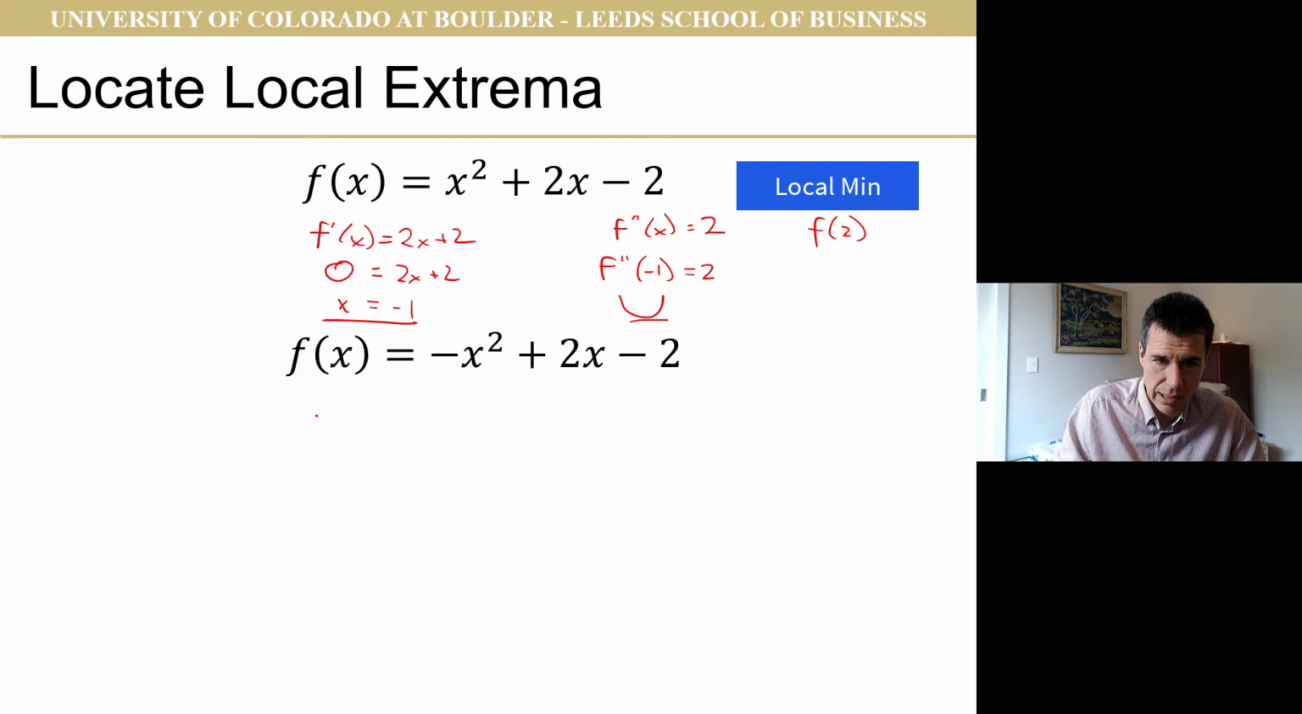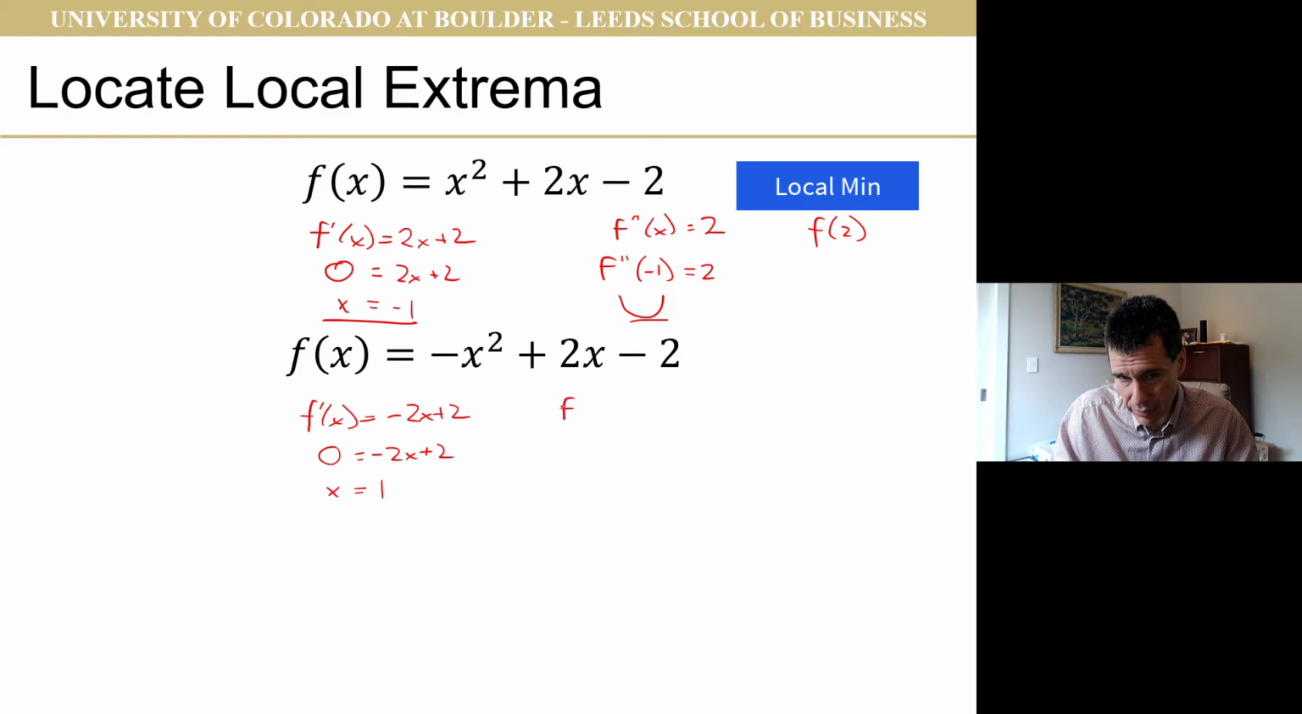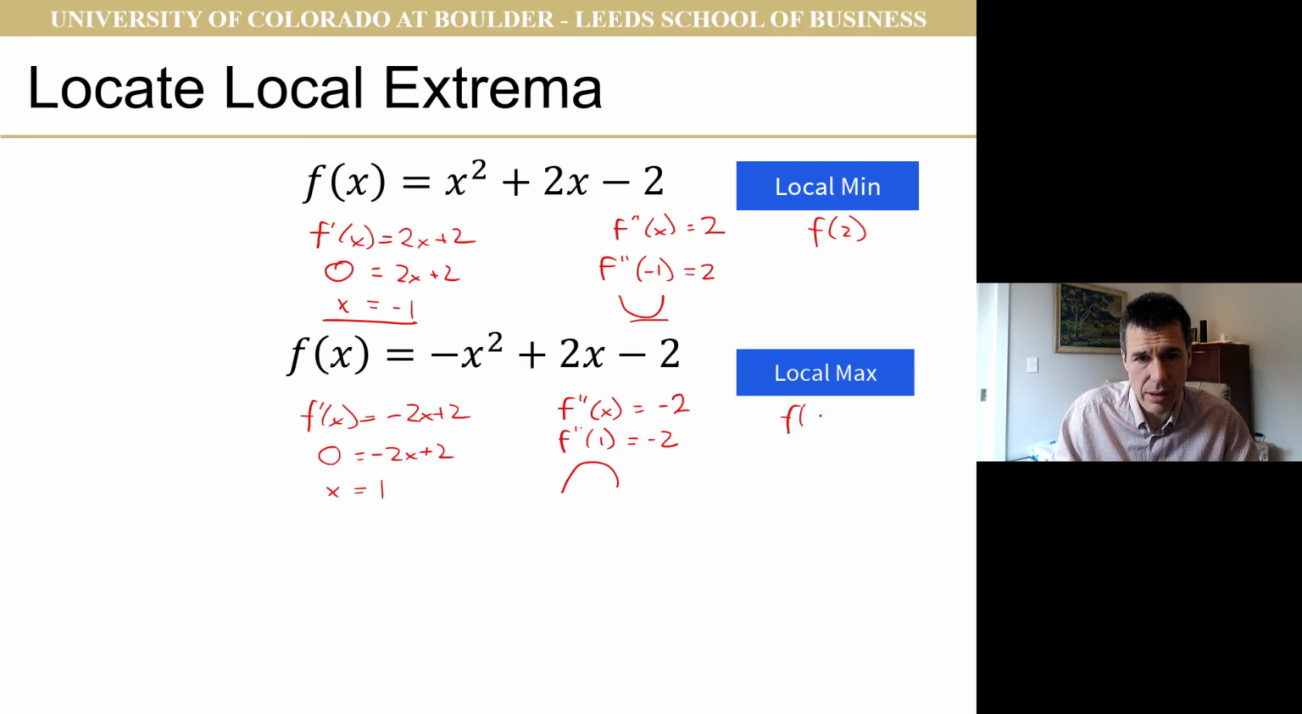Next function, f prime of x equals -2x plus 2. We set it to 0 to find the critical numbers. So 0 equals -2x plus 2. x equals 1 is our critical number. We take the second derivative, which is -2, the derivative of the first derivative, and f double prime of 1 is equal to -2, which means it is concave down, looks like this, which means we must have a local min at f of 1. Oops, sorry, this shouldn't have been f of 2. This one up here should be f of -1. Okay.